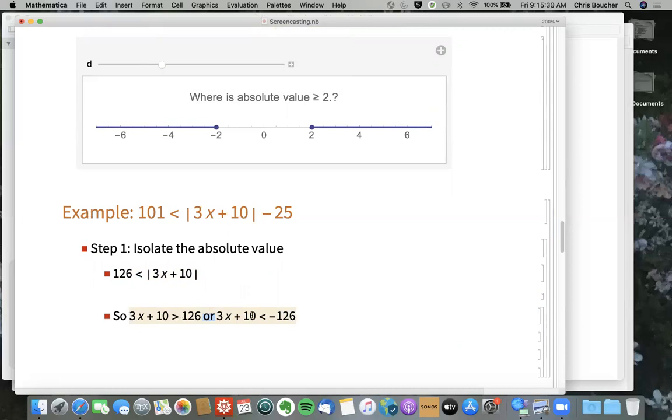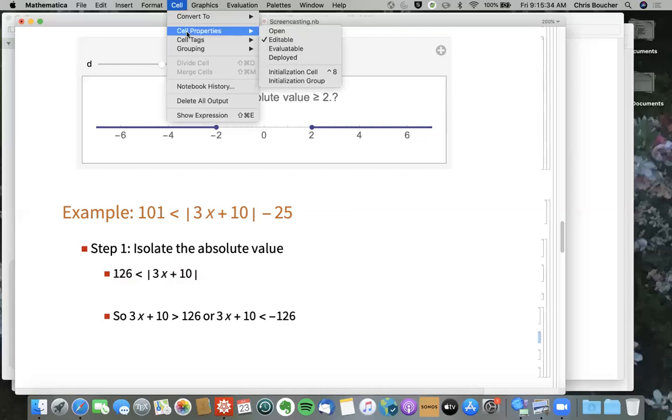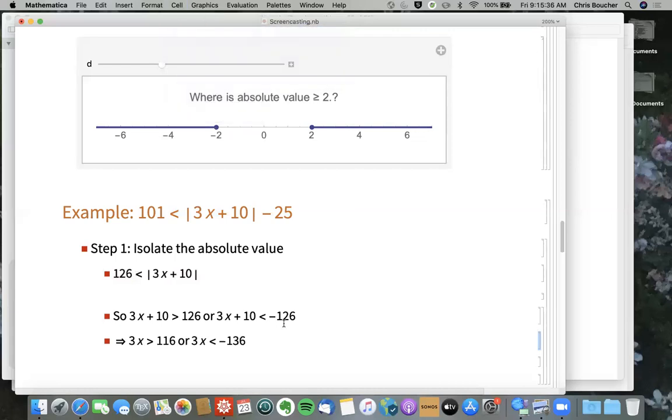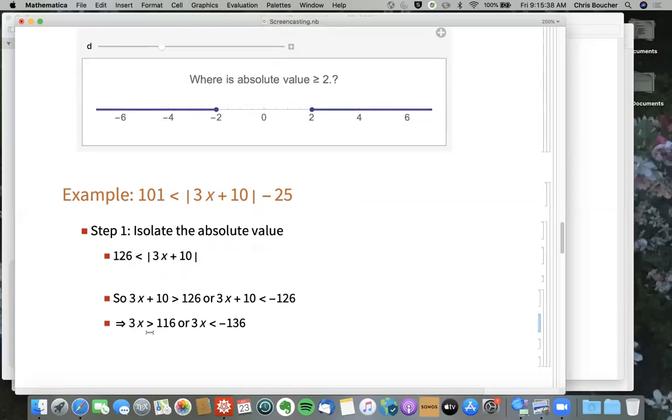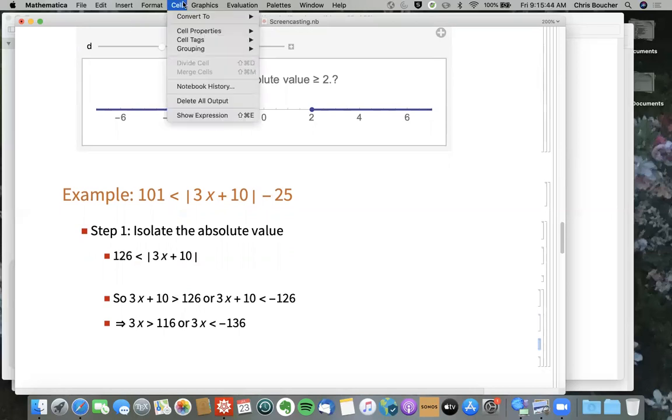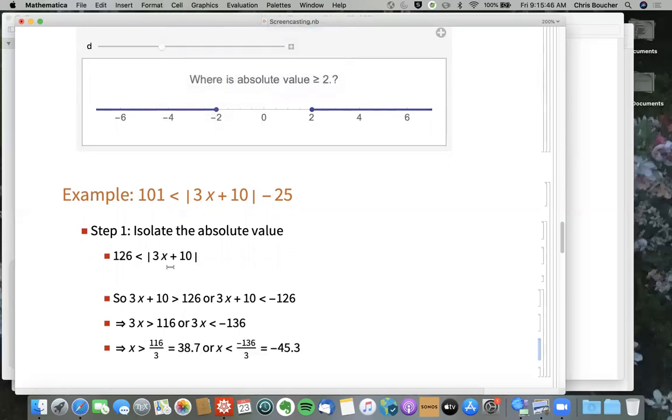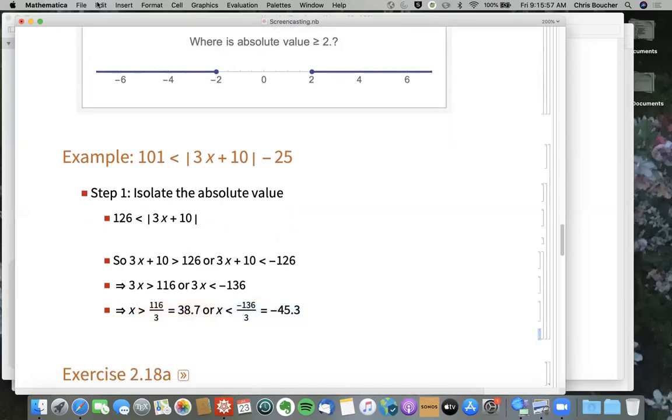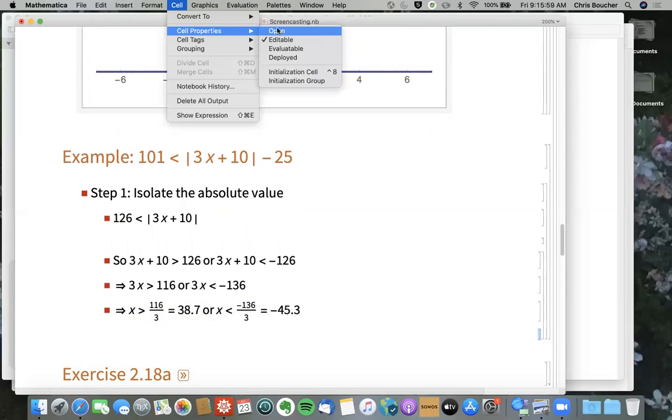Again, I get 2 inequalities that don't have any absolute values in them. So I can solve those using ordinary algebra. I just subtract 10 from both sides, right? So over here, I get 3x greater than 116. And then 3x less than negative 136, and then finally divide by 3. And when I divide both sides by 3, I get x is greater than 38.7 or x is less than 45.3. And we can express that in terms of intervals.